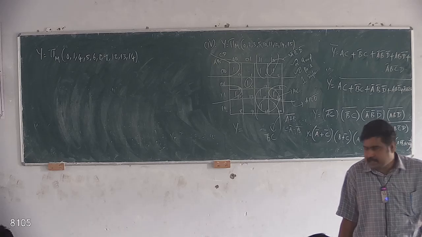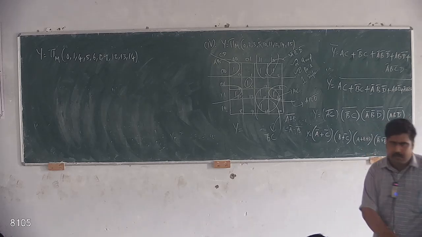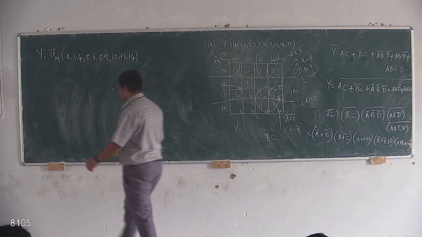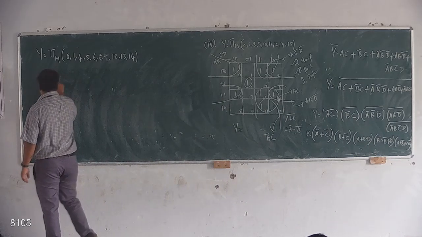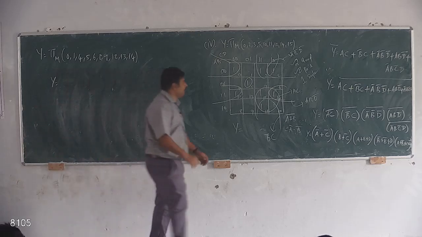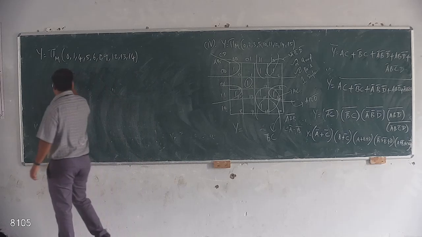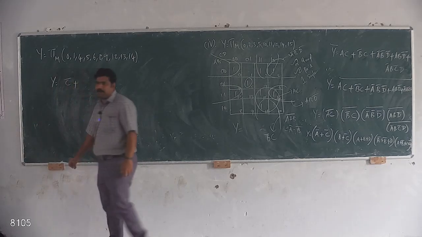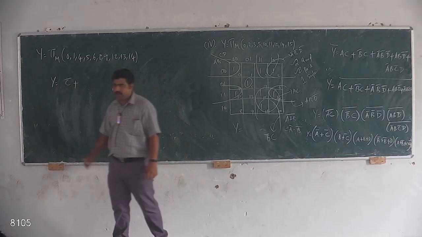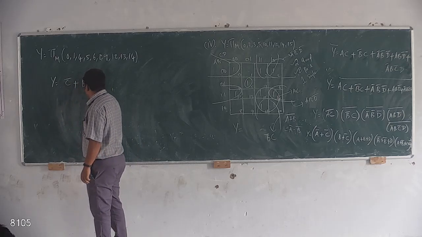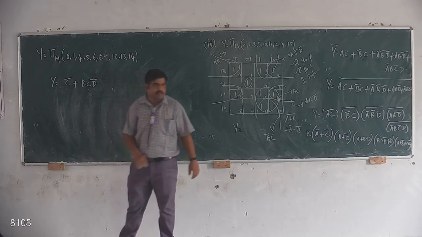So what is the final answer we are getting? First tell the SOP format. Y is equal to C bar plus BC. So this is your SOP format.